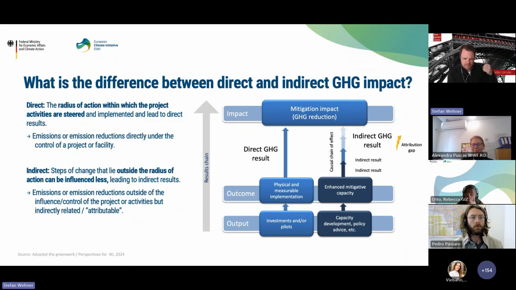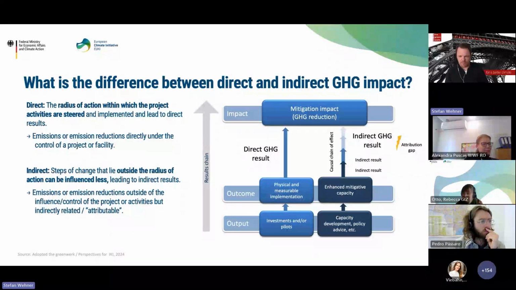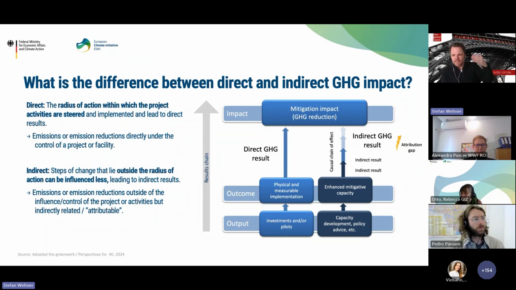that are influenced by capacity development, by policy implementation, by technical assistance. So you see to the right, the outcome here is that you enhance the mitigative capacity, as we call it, or you enable someone to take actions with regards to emission reduction. So we have typically a shorter or a longer causal chain of effects, and in the end, some indirect effects in results and GHG results. But it is, as I said, outside of your direct control.